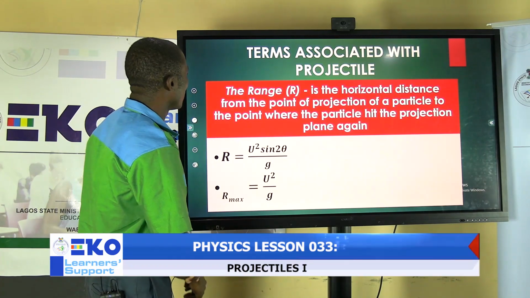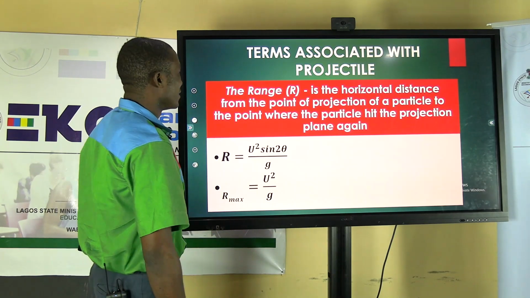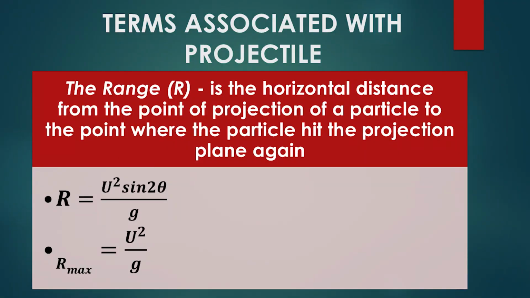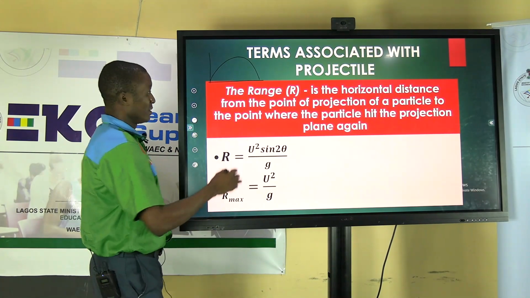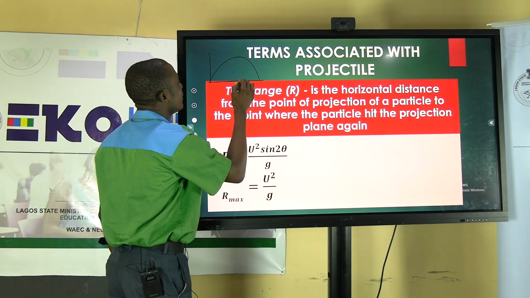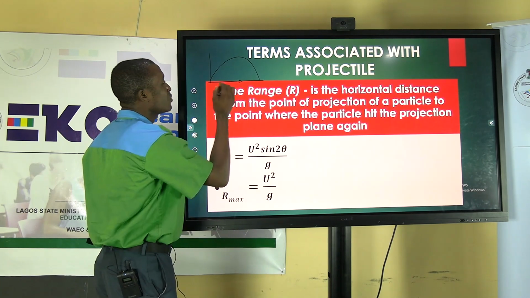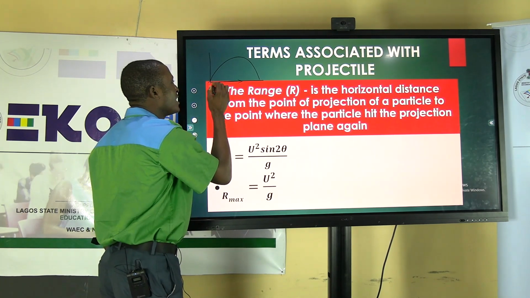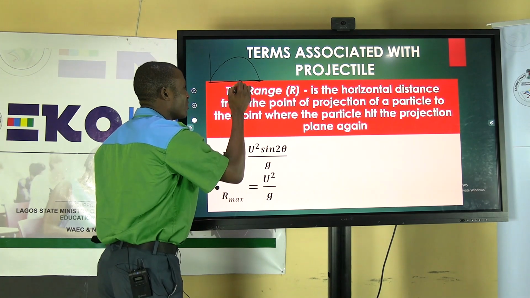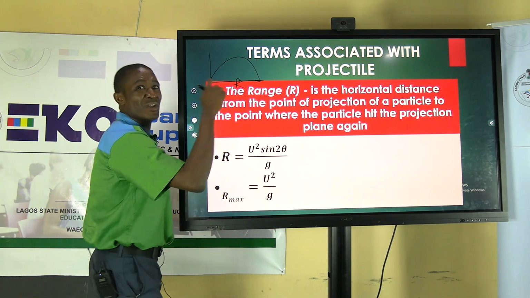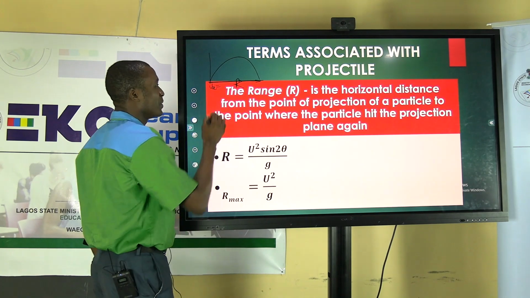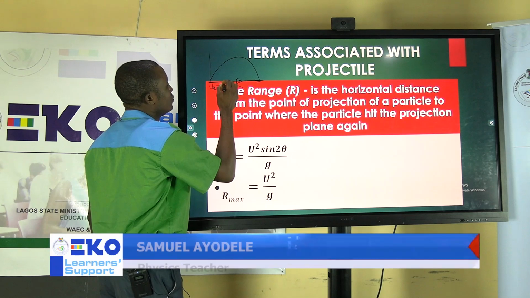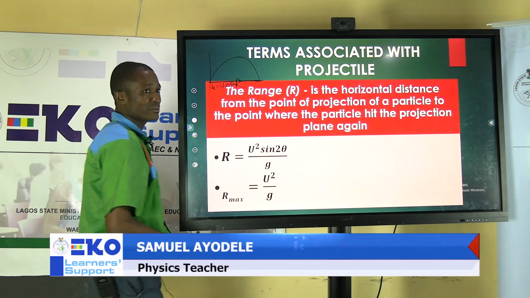Terms associated with the last part, which is the range. The range is telling us about the horizontal distance. So in this case now, please listen very carefully. The journey is this way, and the object is moving this way. So the horizontal part is what we are looking at for range. And the velocity responsible for that is what we call ux, the horizontal component, and that is defined as u cos theta.